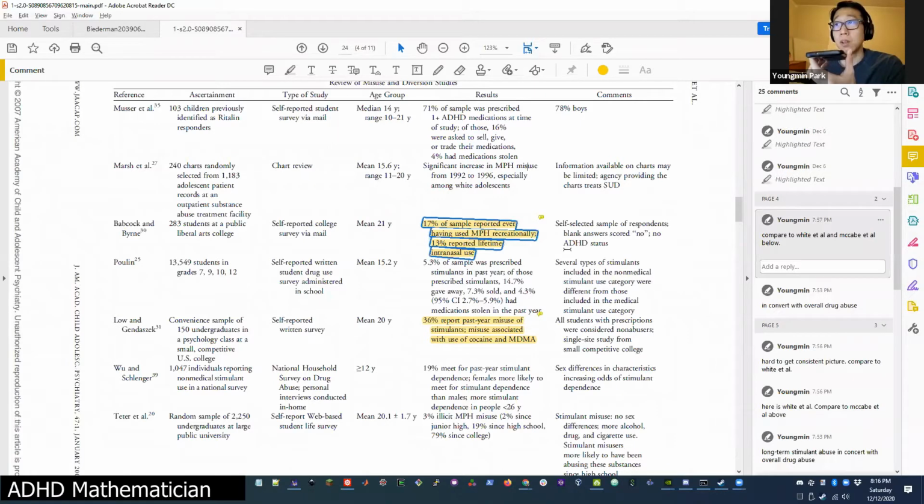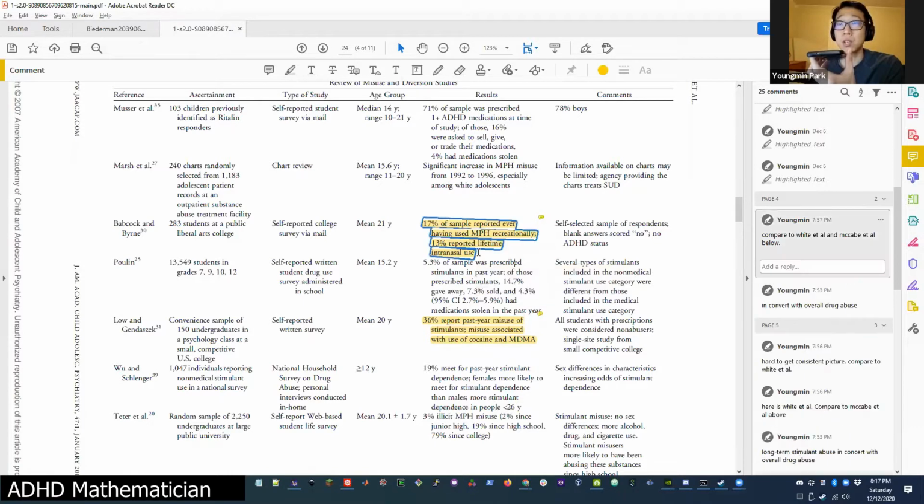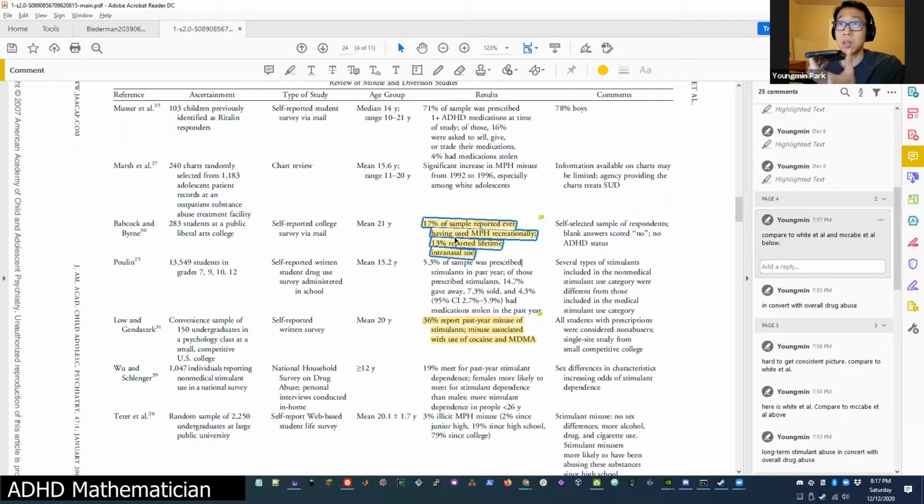So for example, if we take this study by Babcock and Byrne, this was a study using 283 students at a public liberal arts college, a self-reported college survey by mail, mean age 21. 17% reported ever having used methylphenidate recreationally, 13% reported lifetime intranasal use. So it seems like 17% abused stimulant medication, specifically methylphenidate, and a small proportion of those used it nasally.